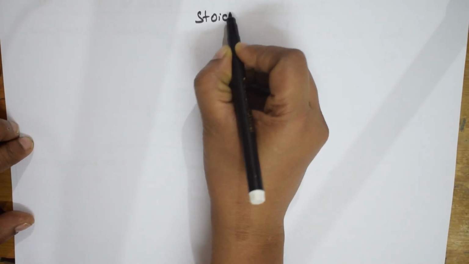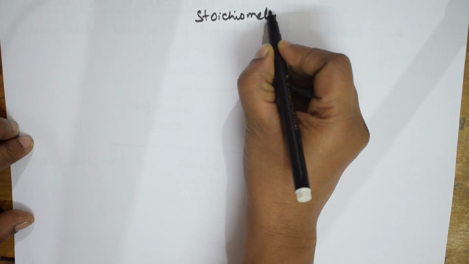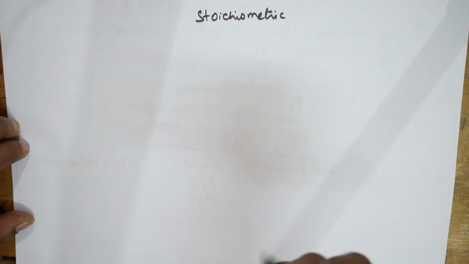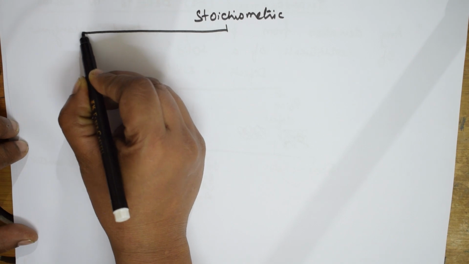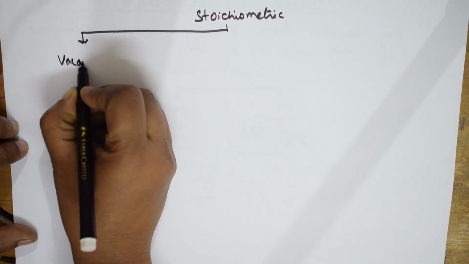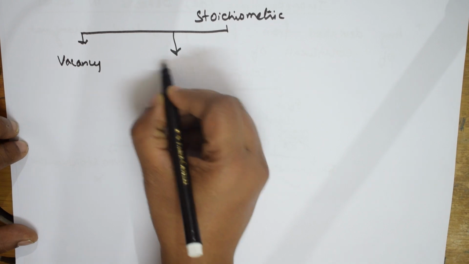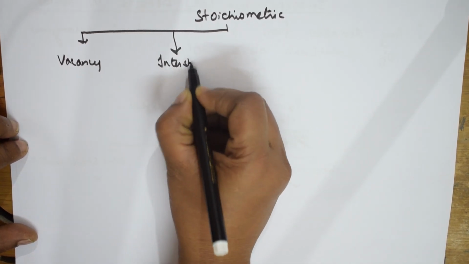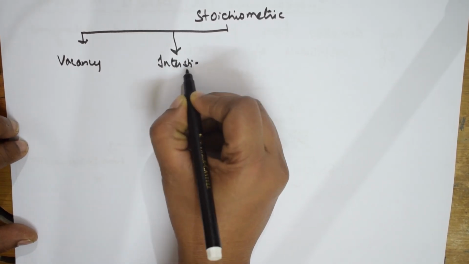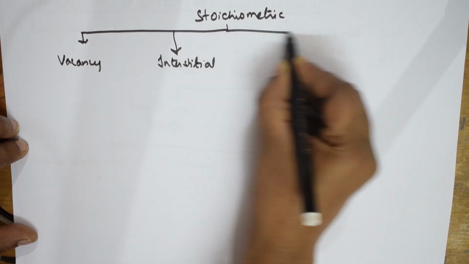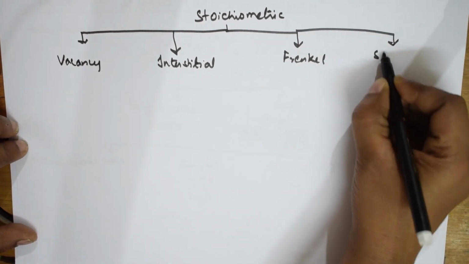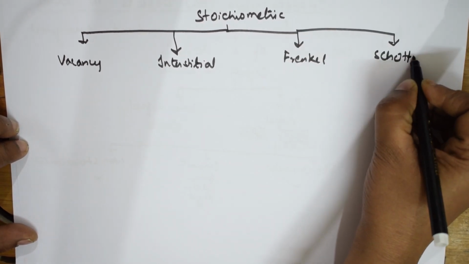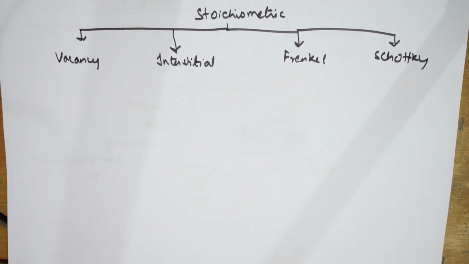Stoichiometric defect does not change the balance of the whole solid. It is again classified into the first one, vacancy defect, and the second one, interstitial defect. Third would be Frenkel defect. Fourth would be Schottky defect, spelled S-C-H-O-T-T-K-Y, right?